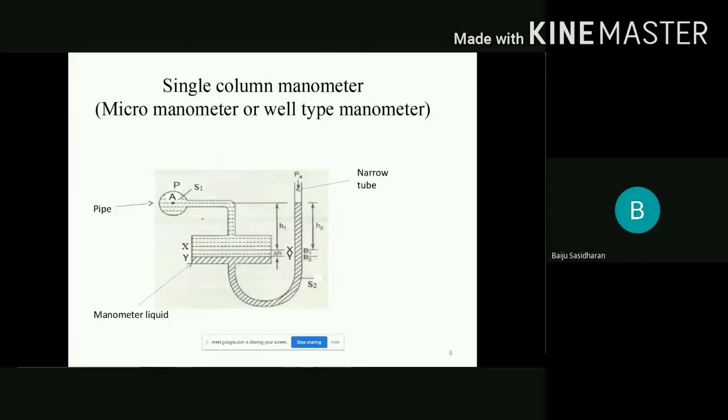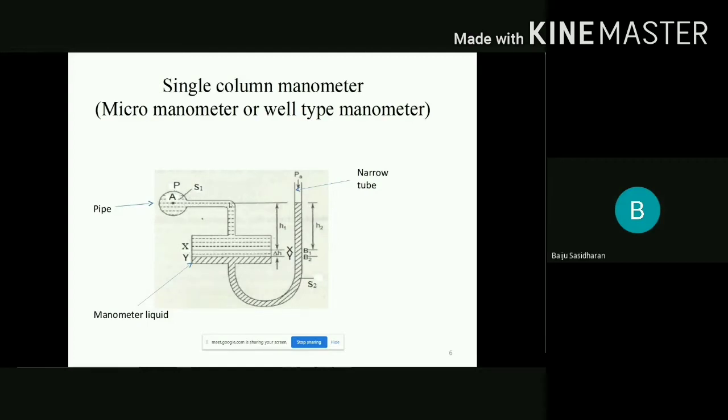So next one is the single column manometer. In the single column manometer, we simply observe the right limb only in order to find out the pressure inside that system. That is why it is called a single column manometer. So this is the pipe in which we have to find the pressure. Say the pressure at that pipe is, say, Pa, it is here.